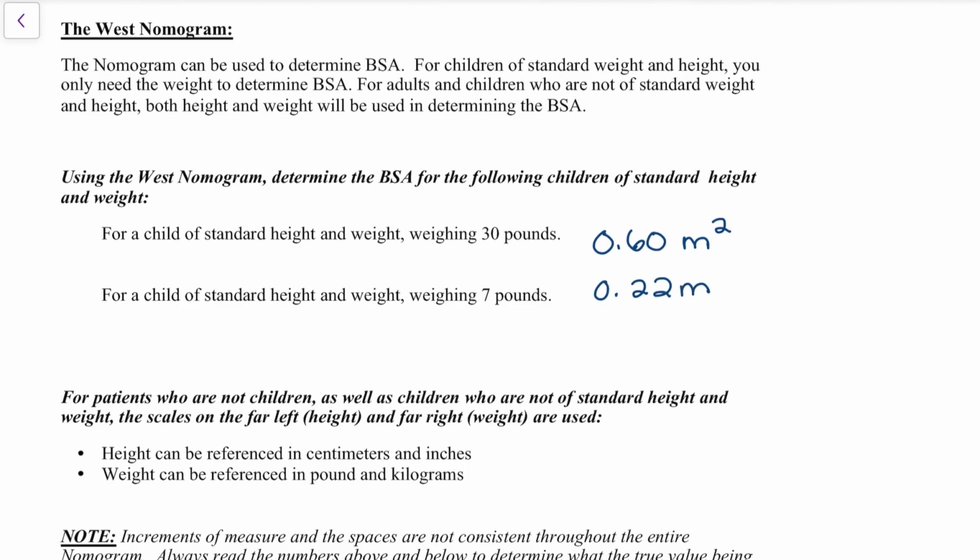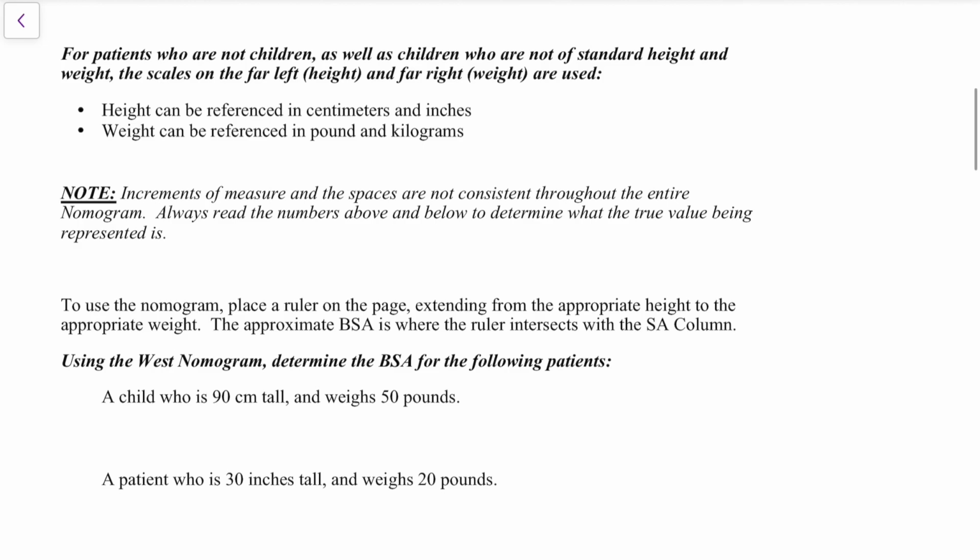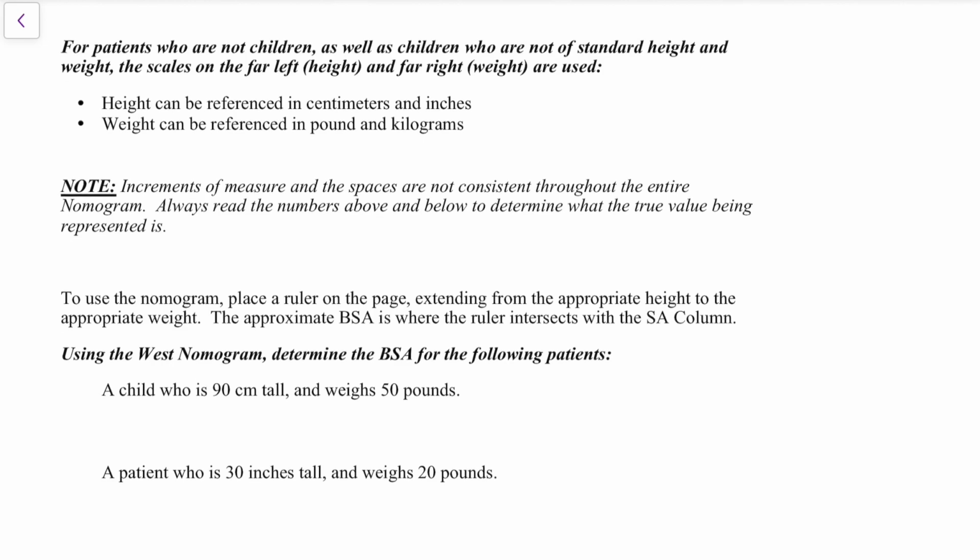If they're not of standard height and weight, but you still want to use the nomogram, then you're going to be using the outside pieces. Height can either be in centimeters or inches, and weight can either be in pounds or kilograms. So be really careful as you're using this chart that you're using the correct side of the scale. Again, the measurement and the spaces are not consistent throughout the whole nomogram, so really make sure you're looking at the measurements above and below to determine what each of the little dashes are.